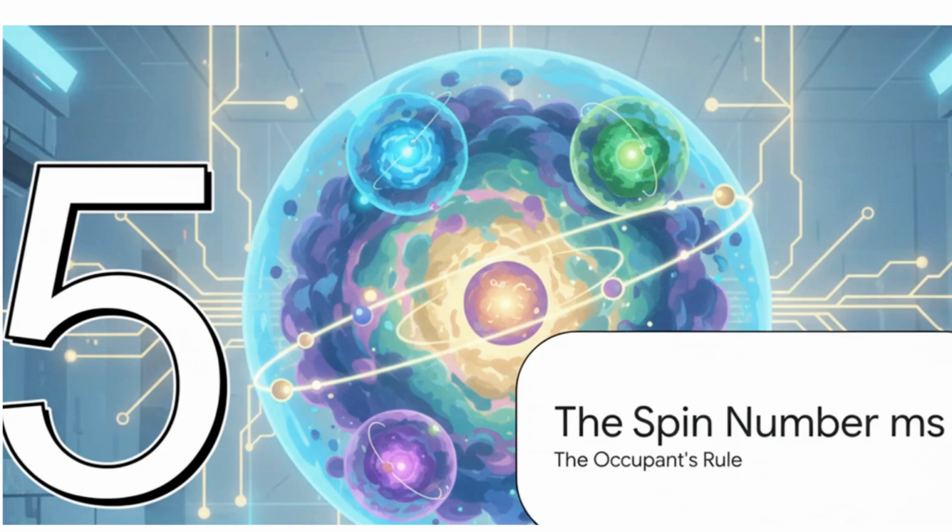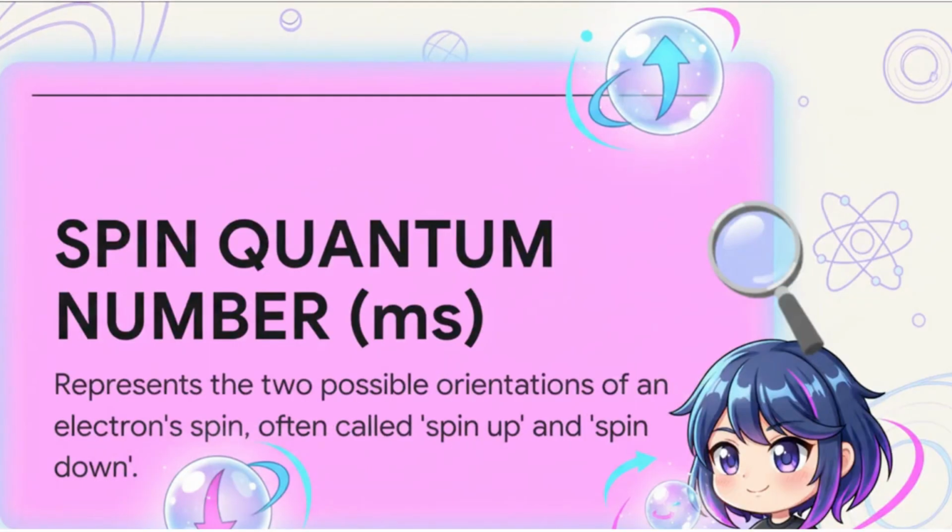Now for the very last piece of our address. There's a rule about who can live inside. And this is where the spin quantum number, ms, comes in. Now, this number is a little bit different from the others. It doesn't describe the orbital, the house, at all. It describes a property of the electron itself, something called spin.